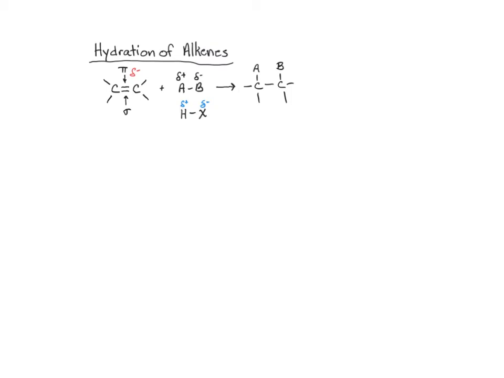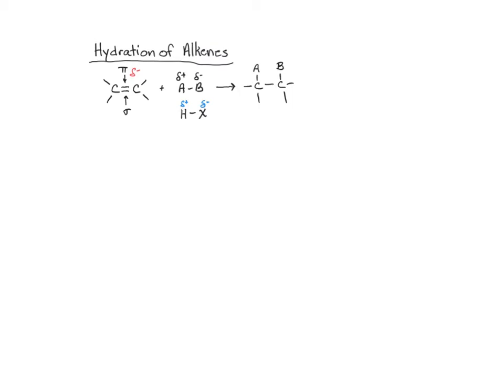Okay, what we're going to do here today in this video is we're going to look at a different type of addition reaction. It's going to have a lot of things in common with the hydrohalogenations that we talked about in the last video. For example, it's going to make use of Markovnikov's rule. It's going to have the same sort of stereochemical implications.